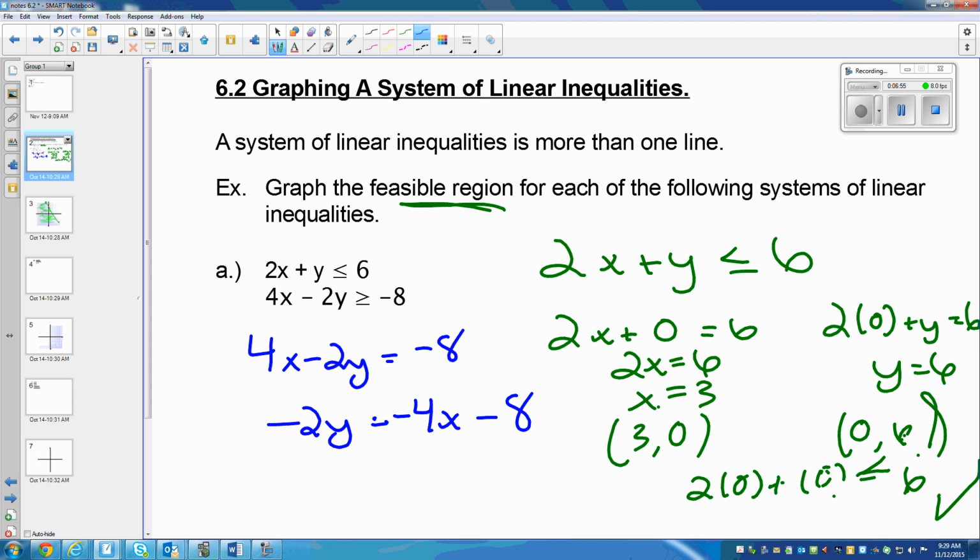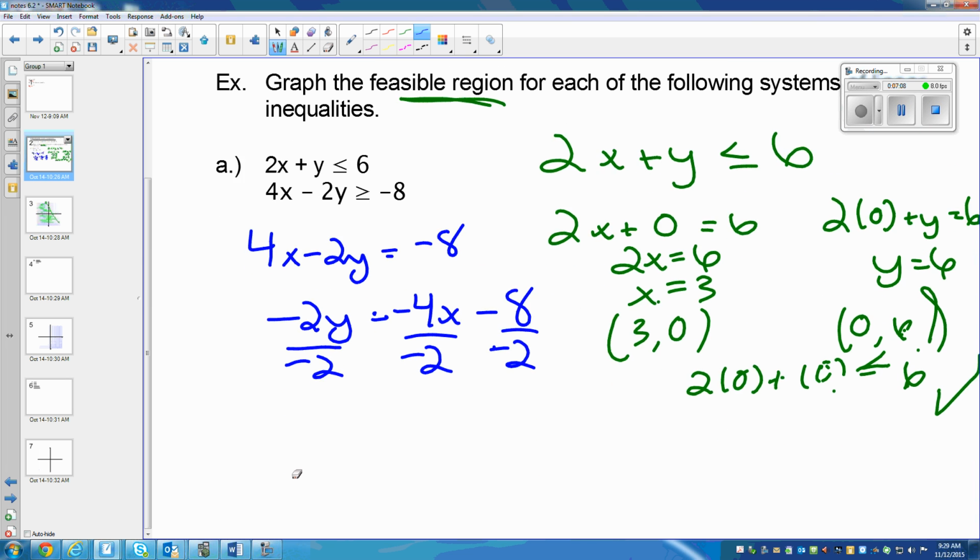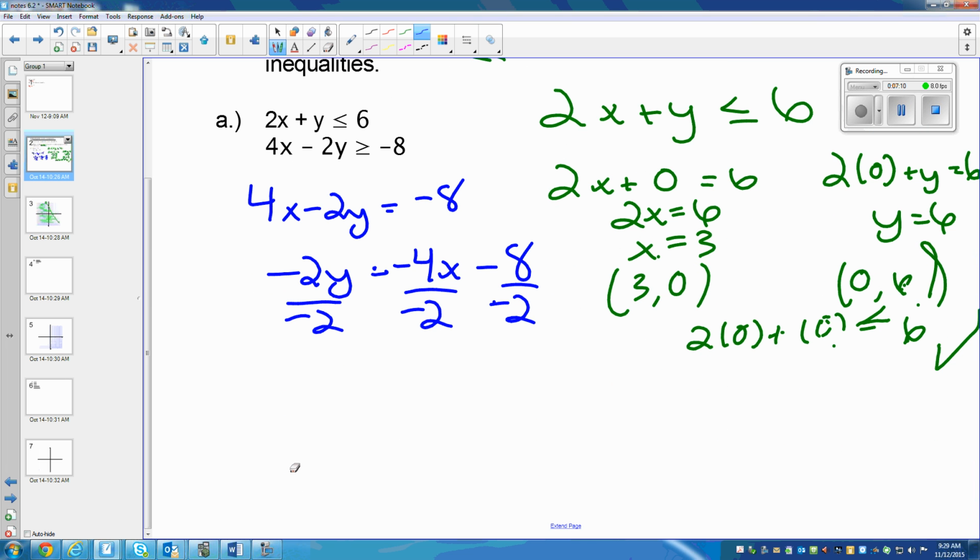Then, what should we do? Divide each term by negative 2. Divide by negative 2, divide by negative 2, divide by negative 2. And we should get y is equal to 2x plus 4. Okay? So what do I get from this equation?